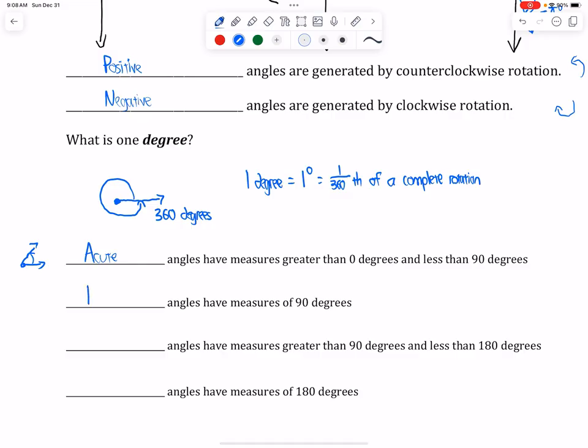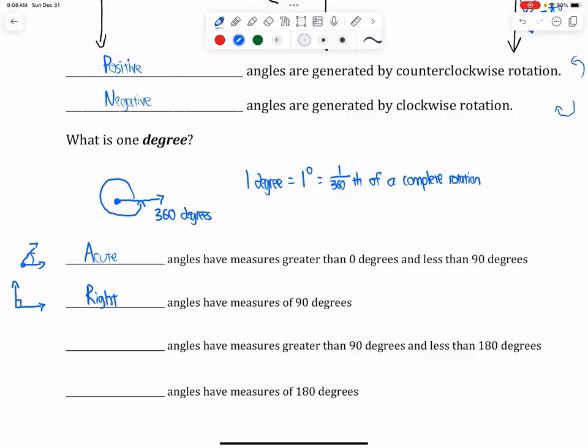Now, an angle with a measure of exactly 90 degrees is what we refer to as a right angle. And to indicate in drawings that we have a right angle, what you're often going to see is a little box like that, a square next to the vertex. When you see that in a drawing, you can assume that we're dealing with a perfect right angle, a 90-degree angle.